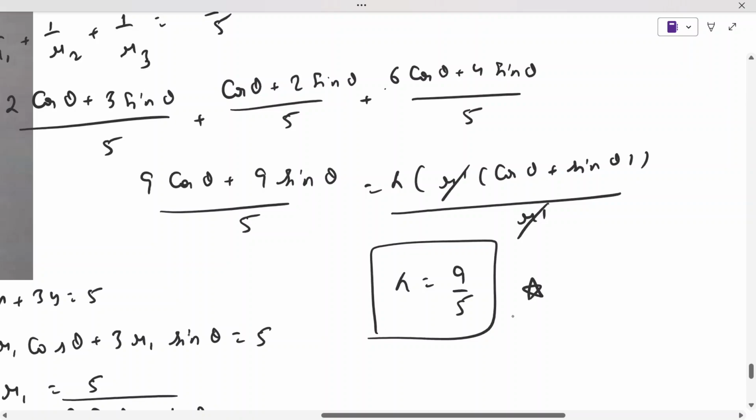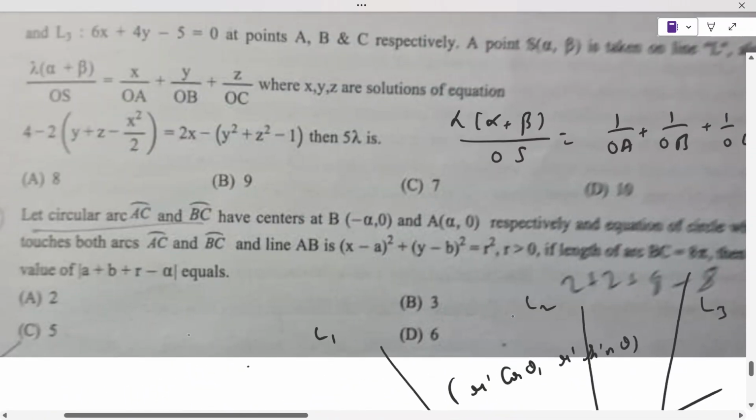Quite crazy question, no? Isn't it? So 5 lambda is what simply. Got it?